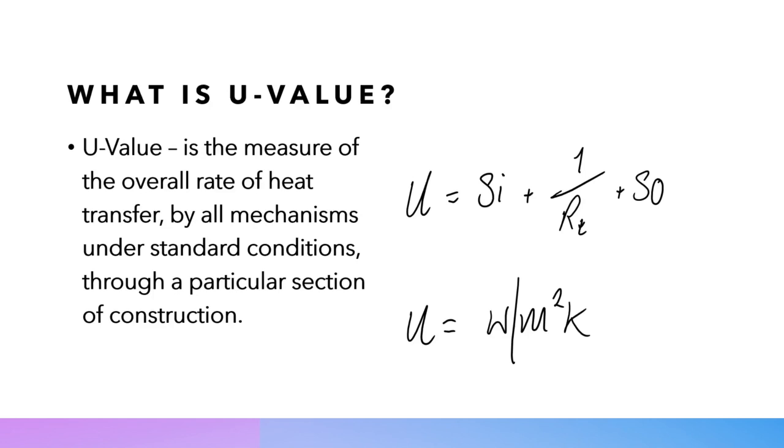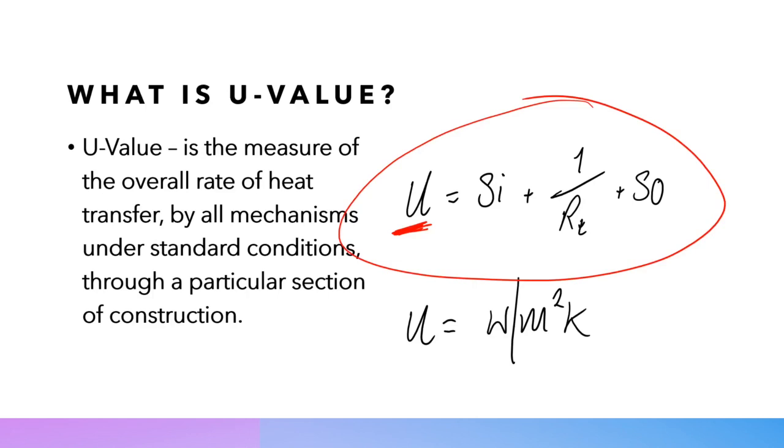So let me explain how this works. The U value is going to be the total value of resistance, or what we say resistivity, to energy or heat. Let's just use the term heat. Okay, how much heat we're losing through the wall. That's U value.